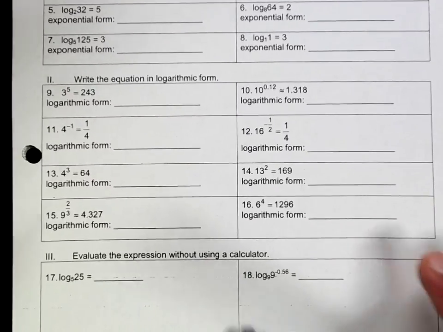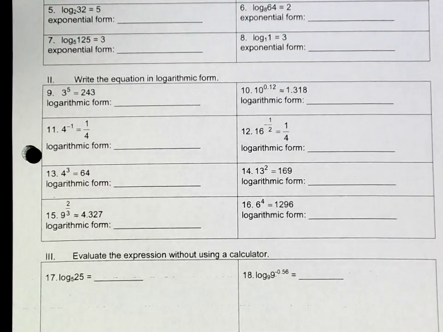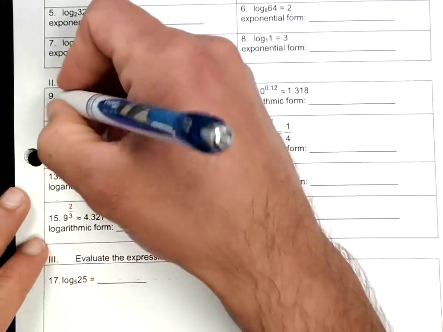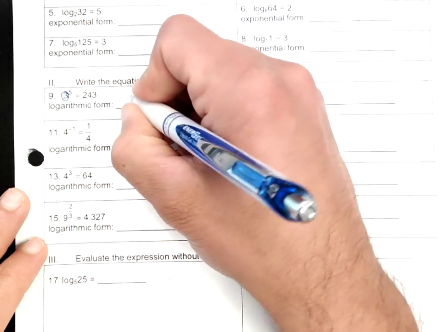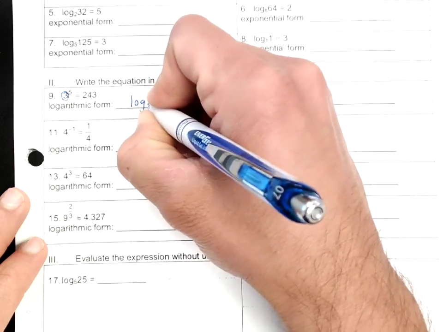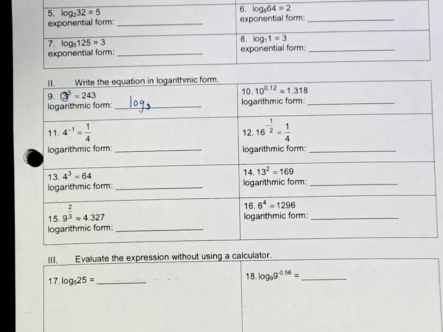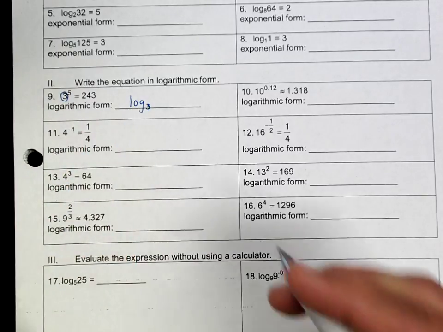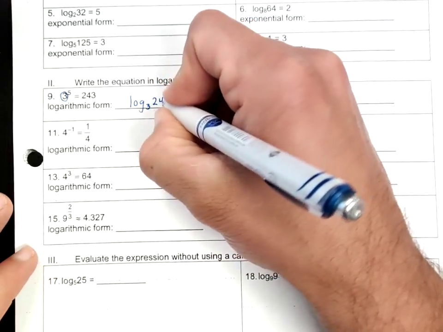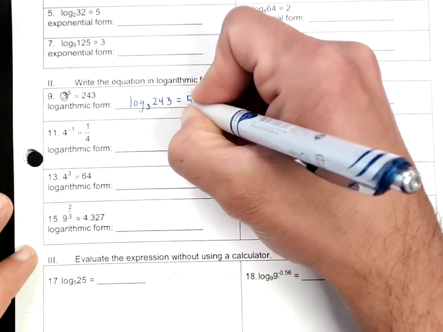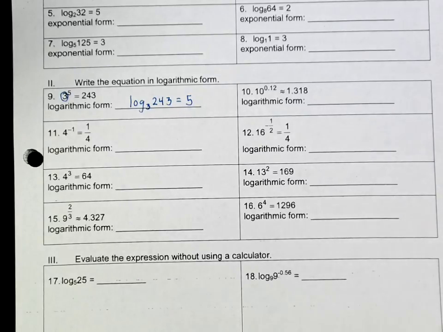On 9 through 16, now you're going to write this in logarithmic form, and it's the same idea. This 3 right here becomes the base of your logarithm. So this is log base 3. Notice that I'm writing this as a subscript 3, right? It's not like a normal size 3, I guess. And now you're going to switch the 243 and the 5. So the 243 goes here, and the 5 goes right there. Does that make sense? Yes, no, maybe? Okay.